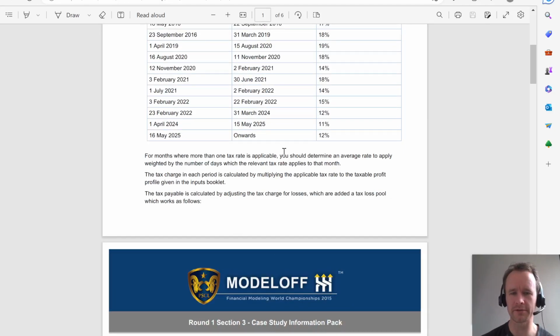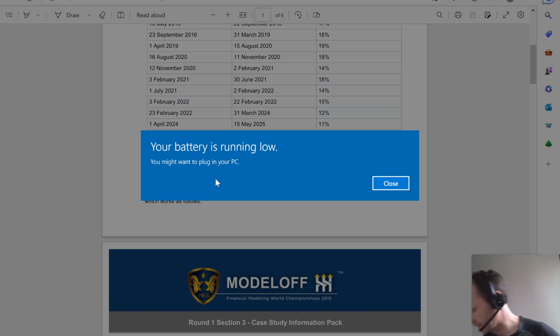For months where more than one tax rate is applicable, you should determine an average rate to apply weighted by the number of days which the relevant tax rate applies to that month. Tax charge in each period is calculated by multiplying the applicable tax rate times the taxable profit given in the inputs. Oops, my battery is running low.